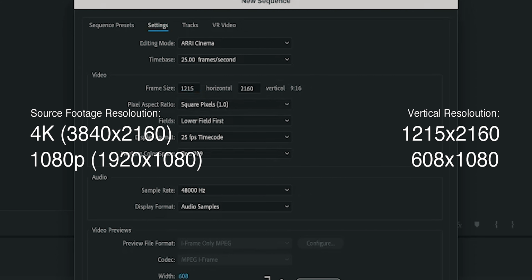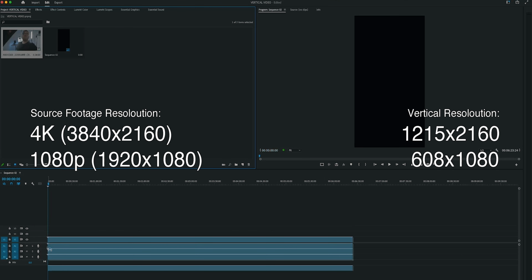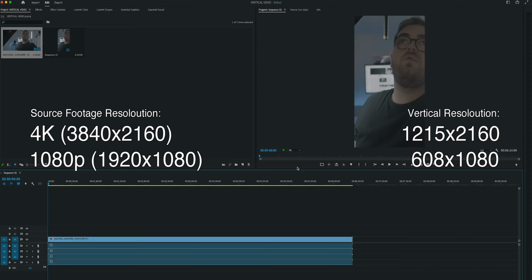The reason that we don't just flip the values of the original canvas size, so the reason we don't do it 2160 by 3840 or 1080 by 1920, is because that is increasing the size of the canvas. It's larger than what you would have originally shot.